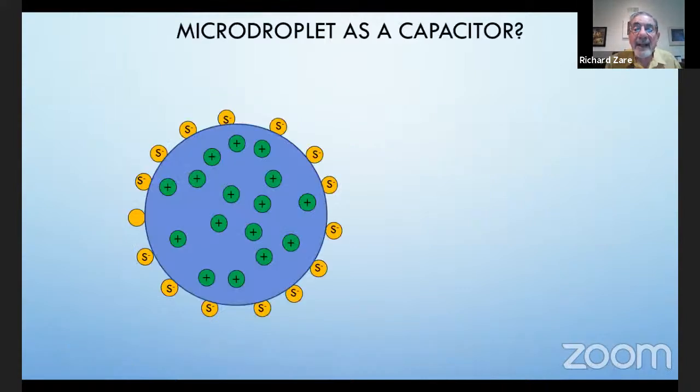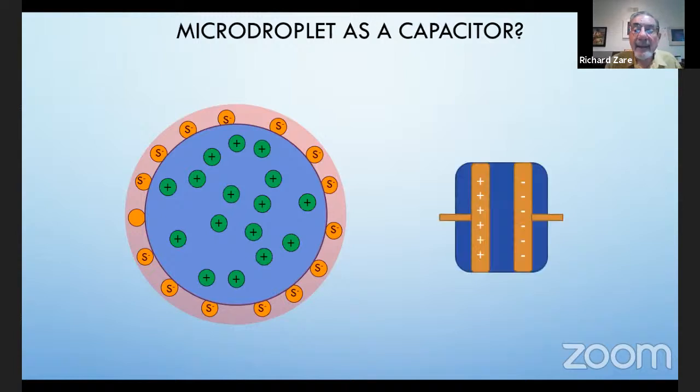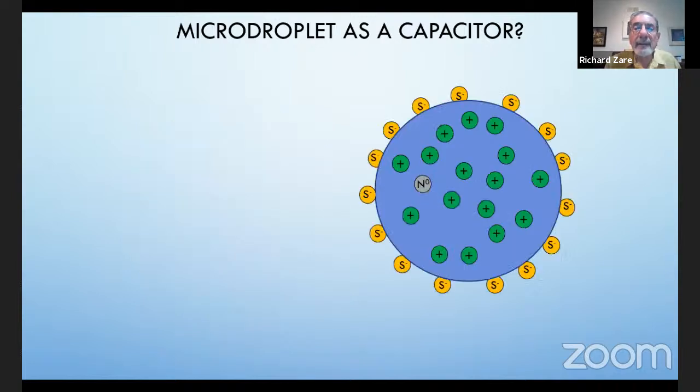Here is the microdroplet as a capacitor, okay? After all, we've separated the charges. That's what a capacitor's like, right? Here it is. Here are all the surfactant negative ions, okay? And that looks to me a lot like a capacitor. And we're going to talk about a chemical reaction which in some sense discharges the capacitor. We're going to find out to what extent we can regard a droplet as an electrochemical cell, as a battery, okay?